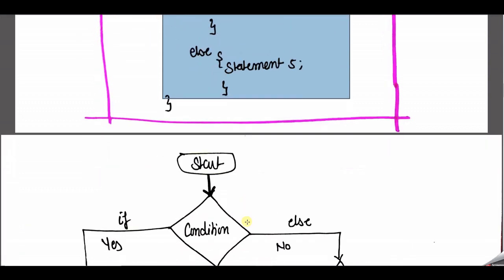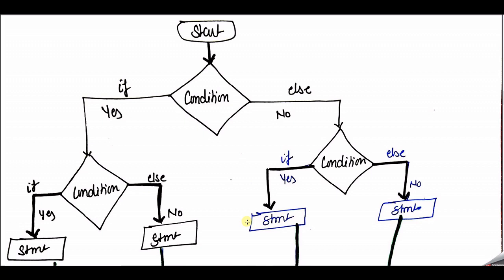So now let's go to the flow chart of this. What exactly is the flow chart of the nested if? The nested if tells us that if a given condition is true, then again you need to check a condition. Again I need to check the condition. If your value is true, then you go through this; if your value is false, then you go through this statement.